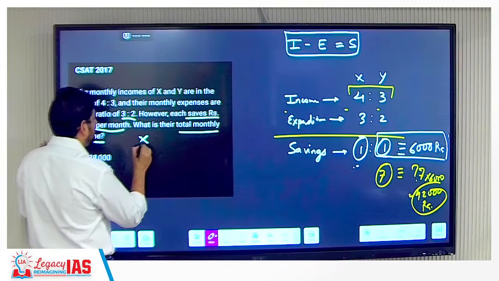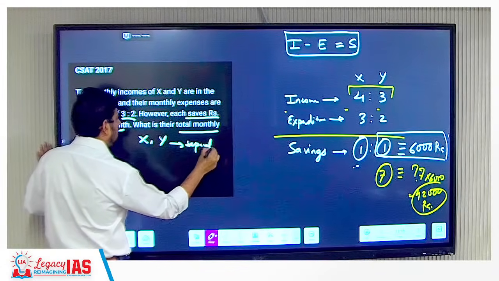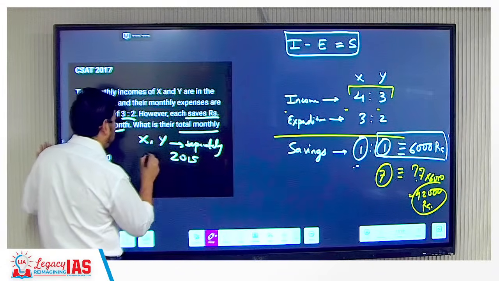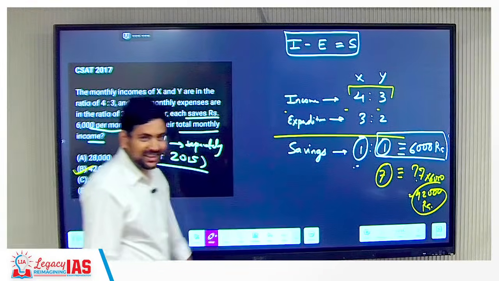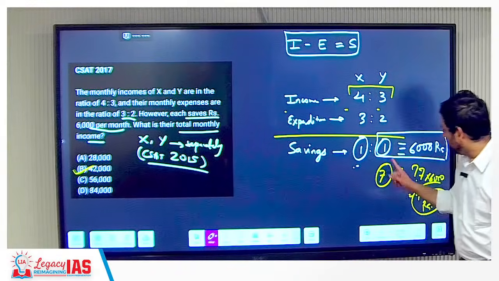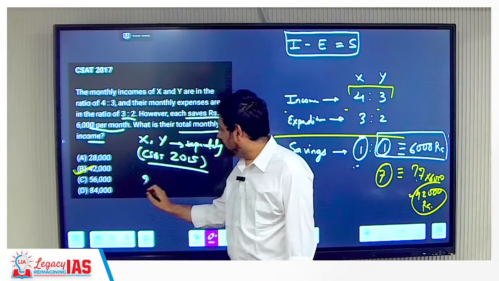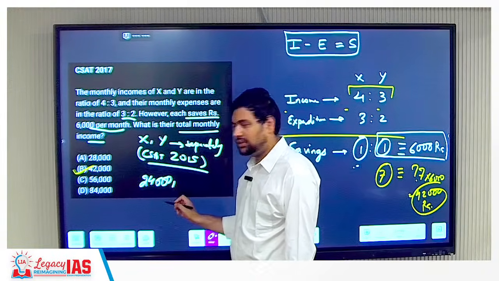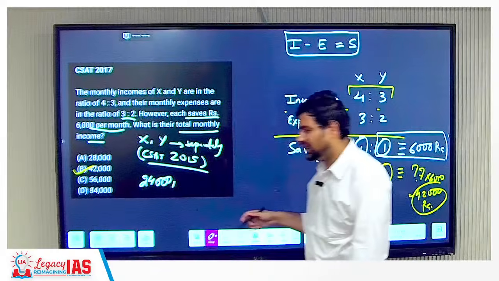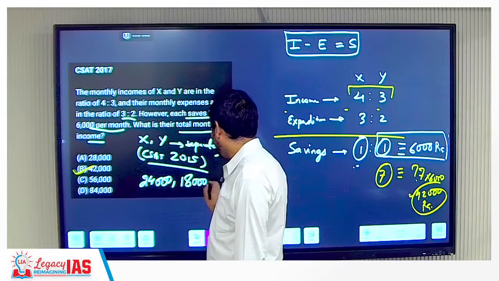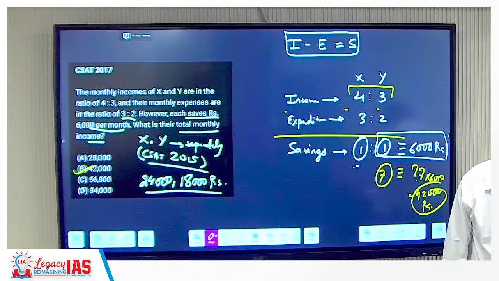Actually, just the same question was asked, in which it asked what the salaries of X and Y are separately. This was asked in CSAT 2015. I have not kept that question because it's ultimately the same question. There, 1 equals 6,000, and income is 6 into 4. So the answer for X would have been 24,000, and for Y, 6,000 into 3, that is 18,000 rupees. So it was asked twice, and the concept is the same.